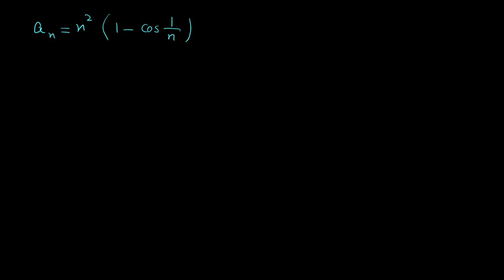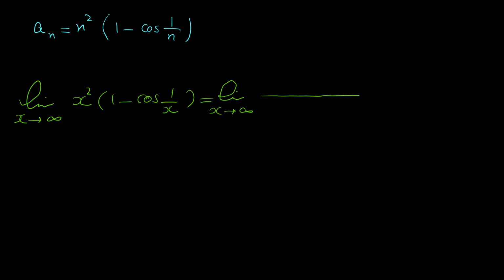Now look at this example. n to the 2 times 1 minus cosine of 1 over n. If we check, you can see that this is infinity times 0, which is an indeterminate form. So we want to use L'Hopital rule for finding the limit as x approaches infinity of x squared times 1 minus cosine of 1 over x. We need to have a fraction for applying L'Hopital rule, so we keep the complicated part, which is cosine, in the top, and we move x squared to the bottom, and we write it as x to the negative 2.